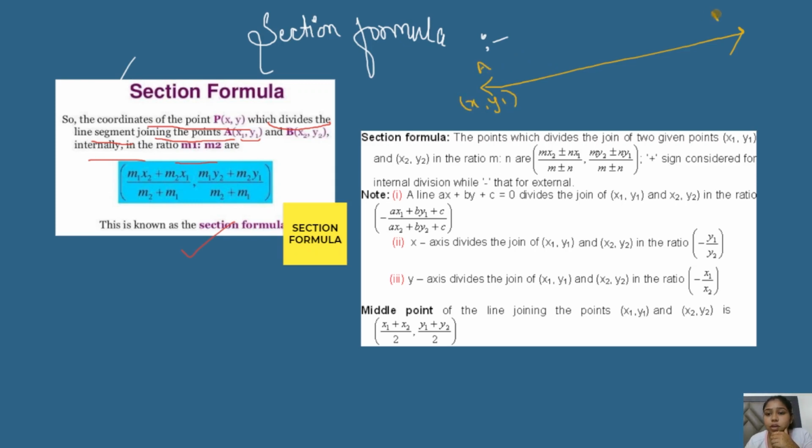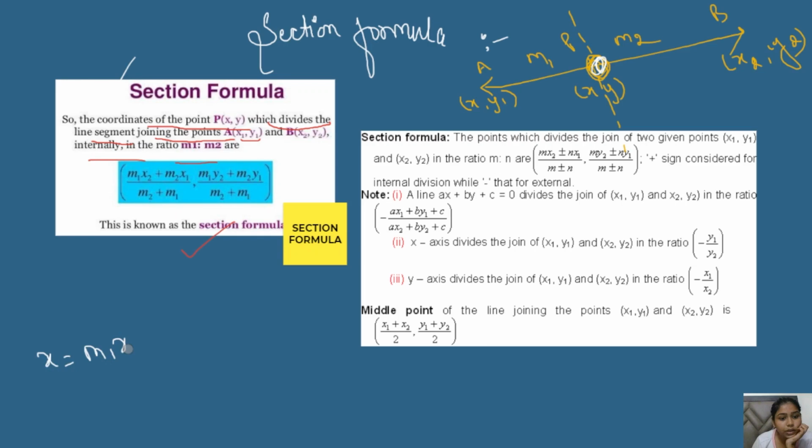This is a line B with x2 y2. This is a point P with x and y coordinate, and this point P divides them in a certain ratio m1 ratio m2. Then the coordinate of this particular point P will be x and y. So x will be equal to m1 x2 plus m2 x1 divided by m1 plus m2. Am I right? This is the formula for section formula.